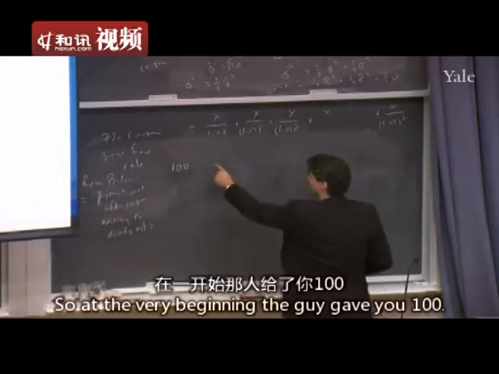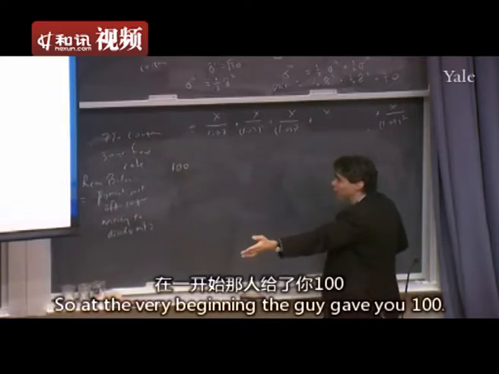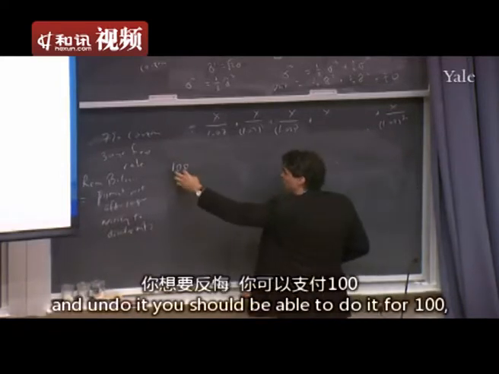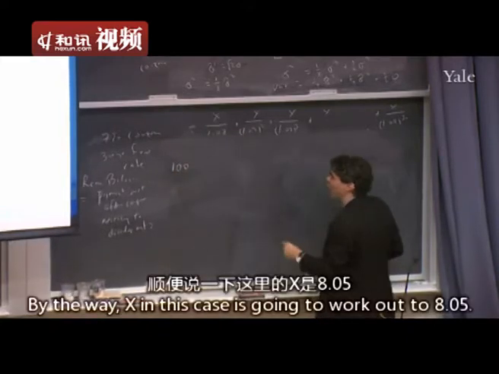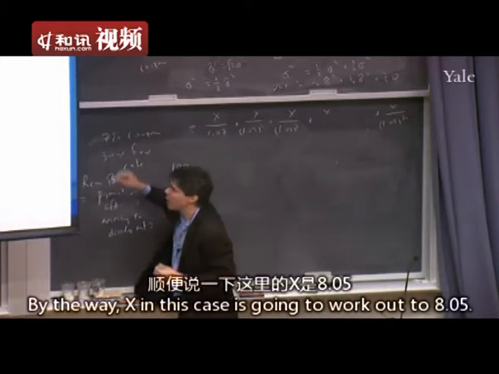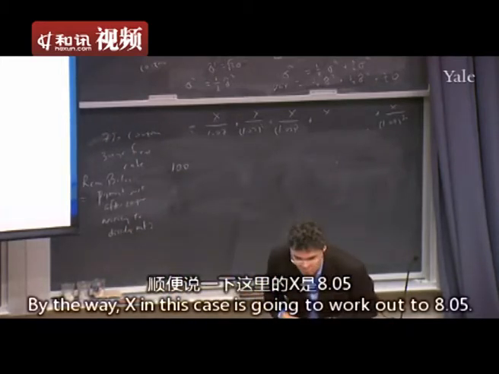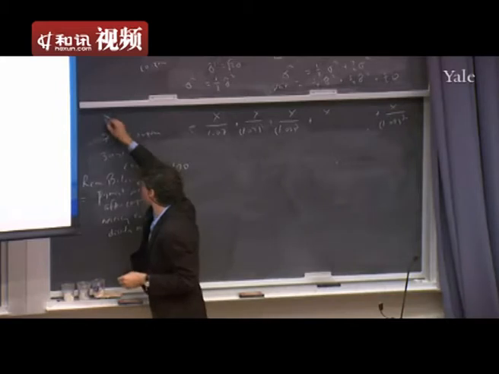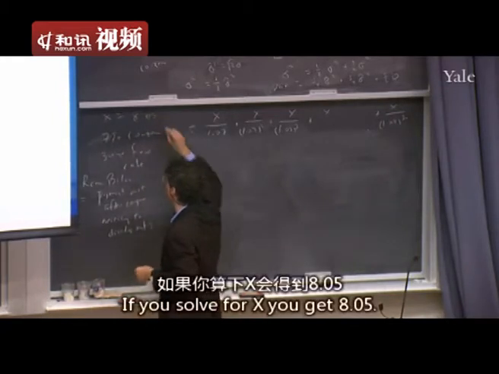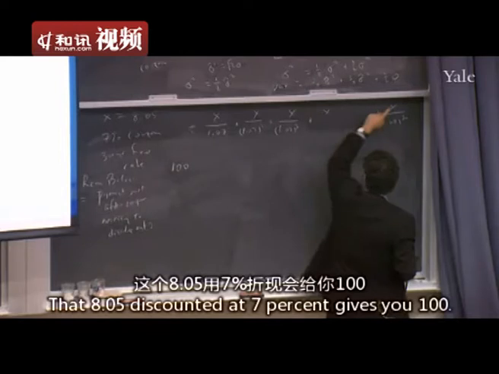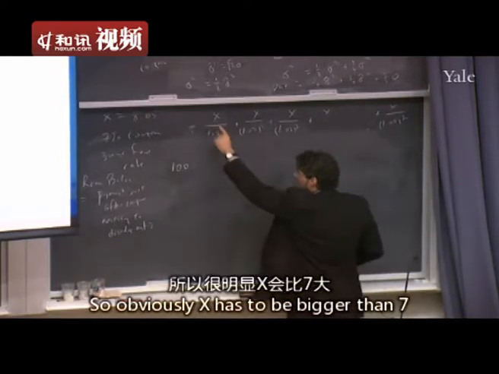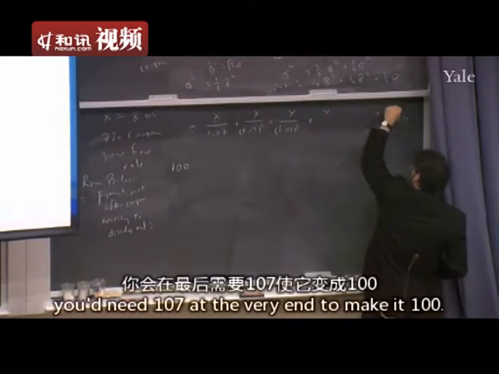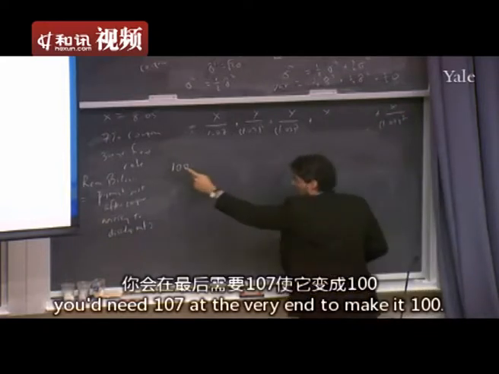At the very beginning, the guy gave you 100. If you want to dissolve it and undo it, you should be able to do it for 100. But what about after the very first year you've paid X? By the way, X in this case works out to 8.05. If you solve for X, you get 8.05. That 8.05 discounted at 7% gives you 100. Obviously X has to be bigger than 7, because if it were 7 everywhere, you'd need 107 at the very end to make it 100.